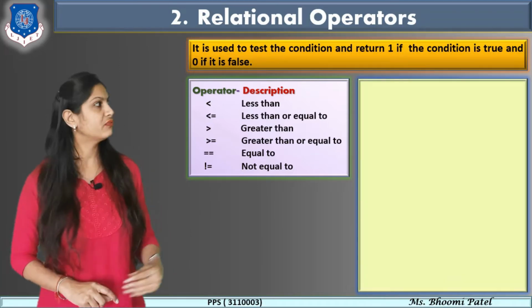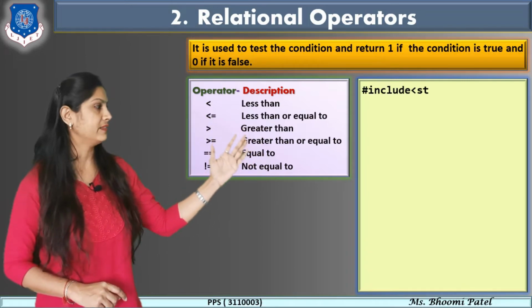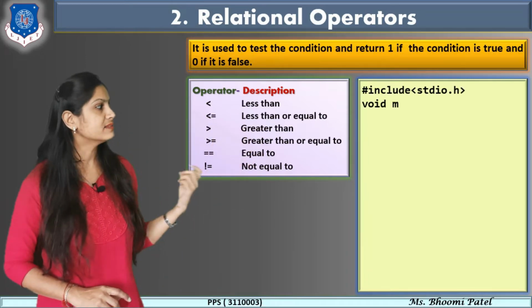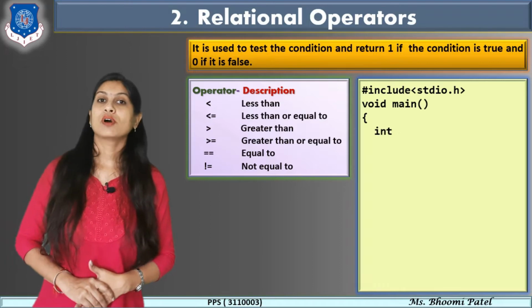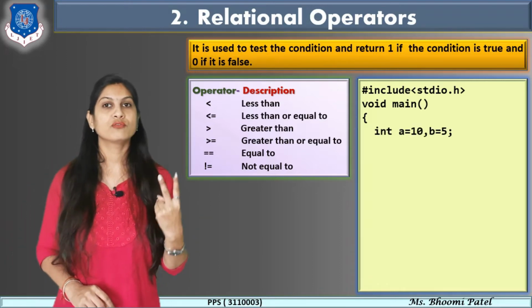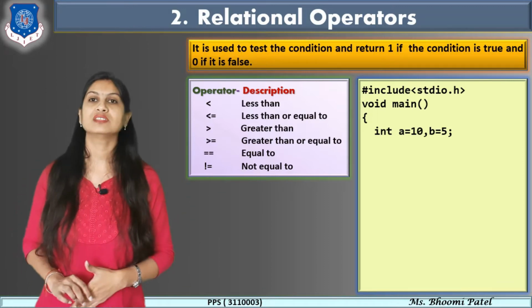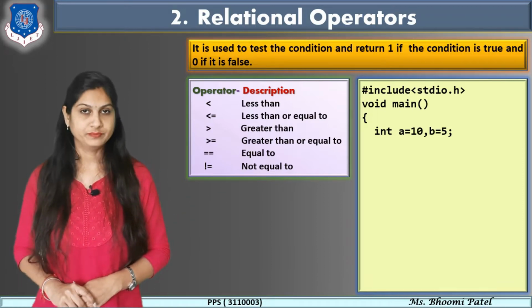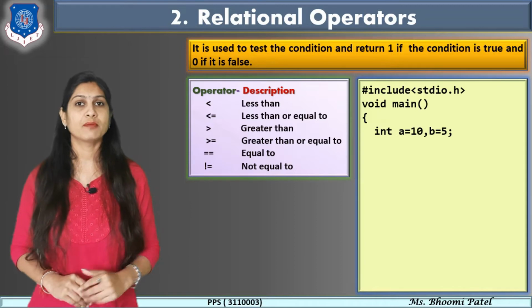So obviously first we write the header files, and then inside void main, for finding the maximum of two numbers only two variables are needed. So first is an integer A equals 10 and B equals 5. Now we have to check for the maximum.